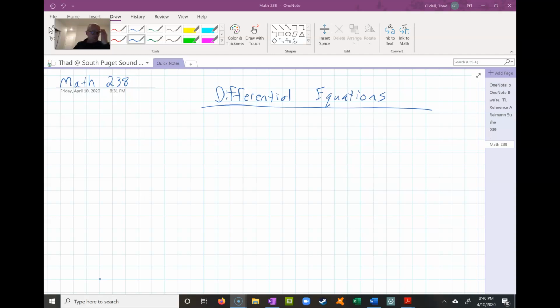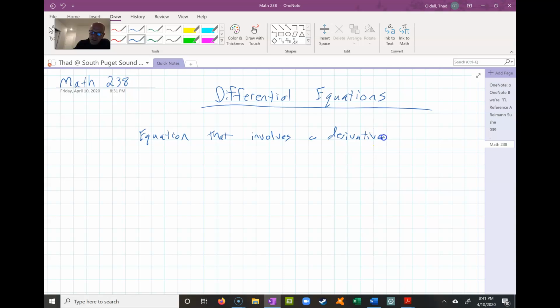So the idea is that a big part of this class is going to be about modeling situations using differential equations. So first of all, what is a differential equation? Okay, a differential equation is just simply an equation that involves a derivative. Simple.